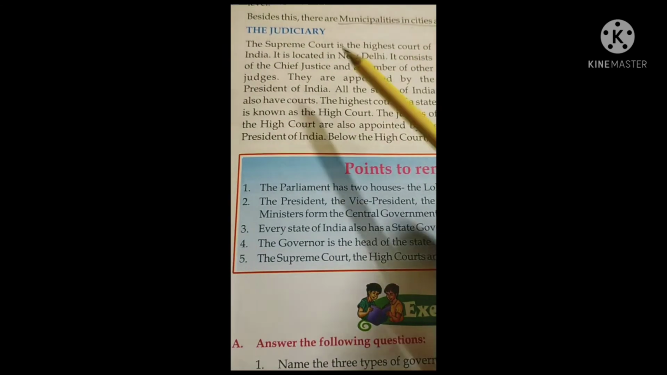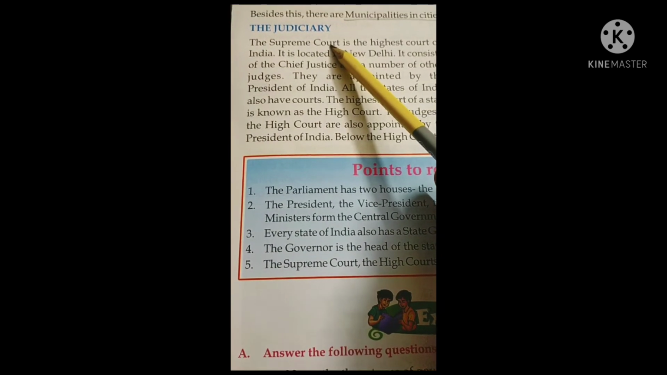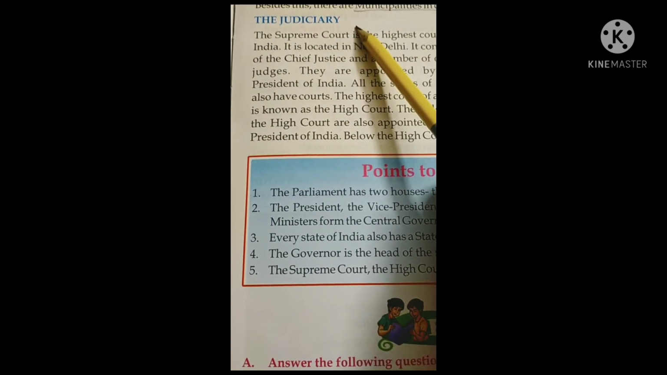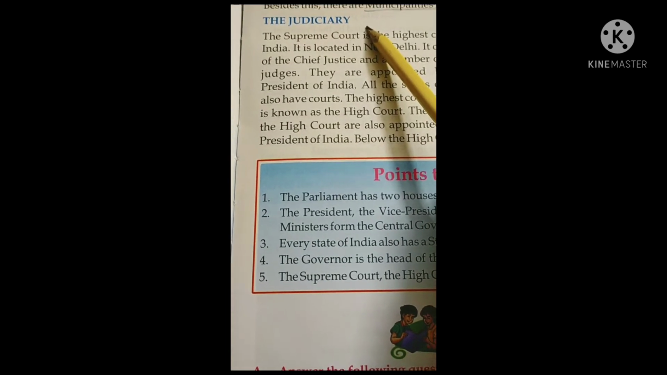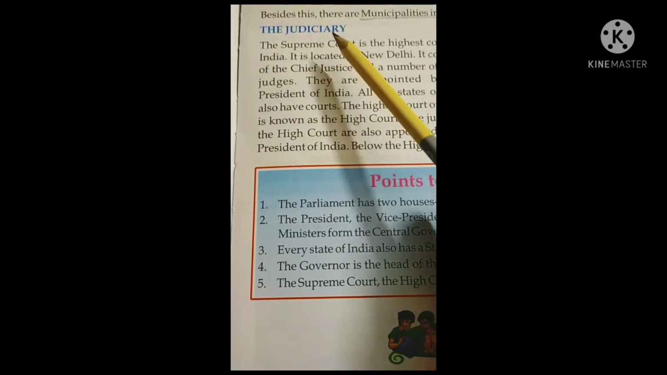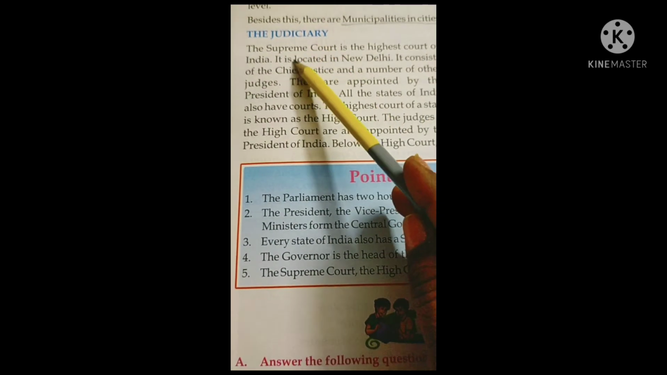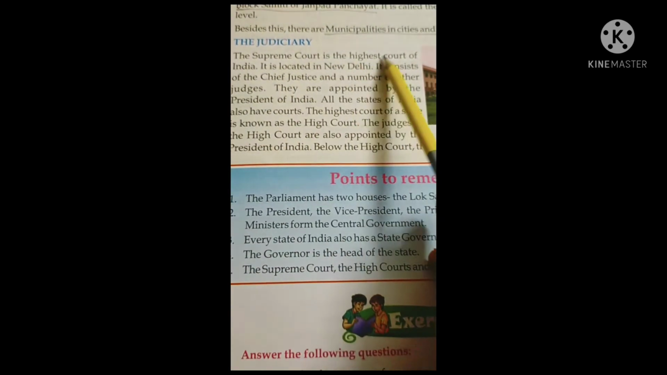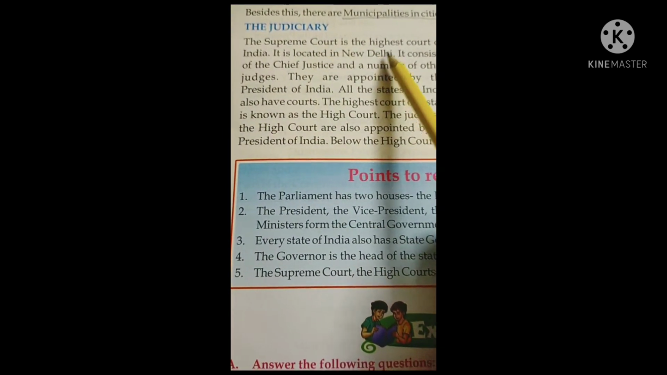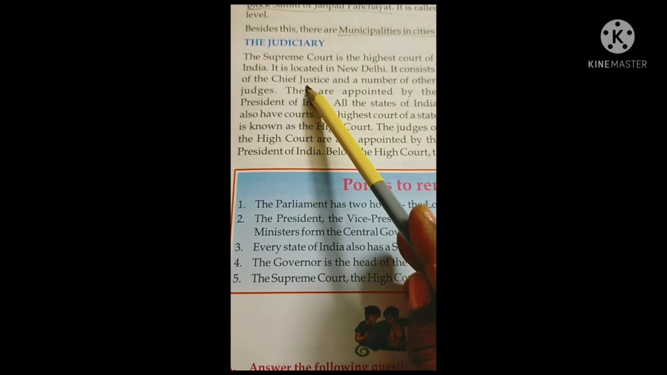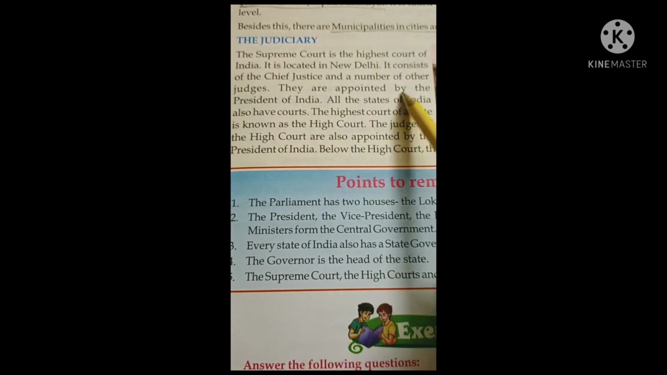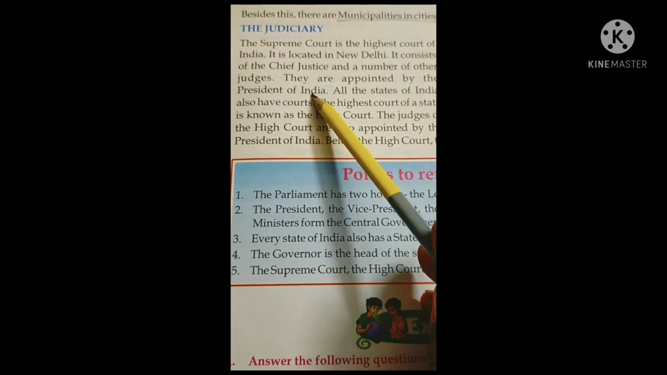So what we will study in judiciary is that parliament makes the laws, but who keeps a check on it? If anyone breaks the law, violates the law, then there is our judiciary system to punish. The Supreme Court is the highest court of India. It is located in New Delhi. It consists of the Chief Justice and a number of other judges. They are appointed by the President of India.